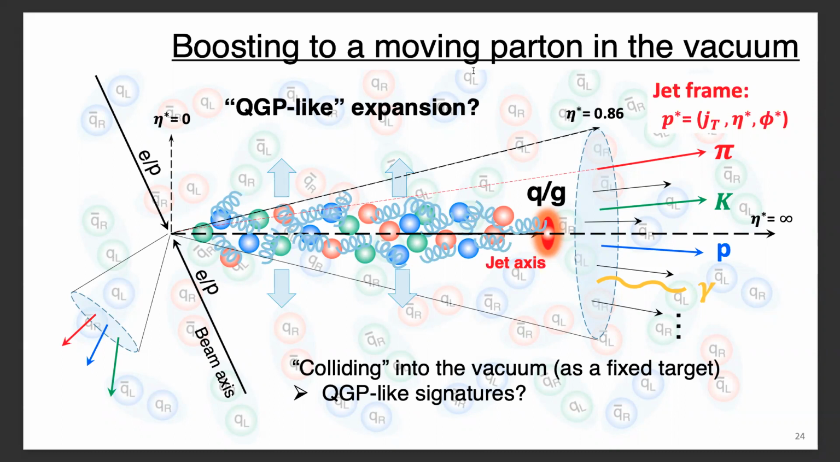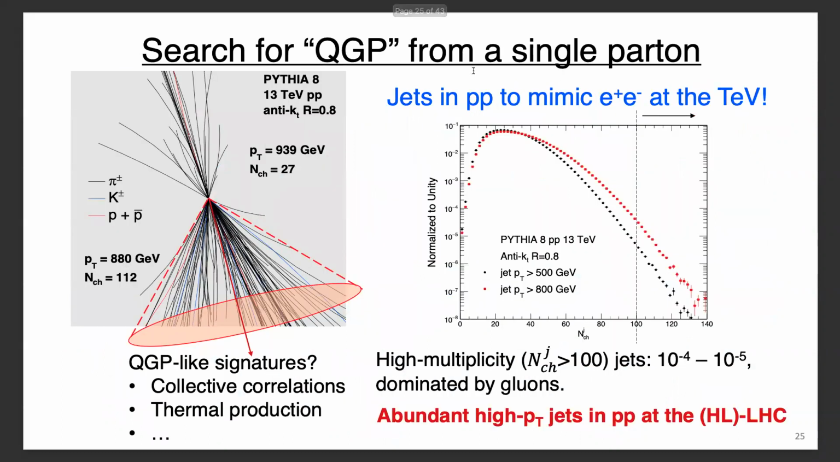Now, the language I'm using is probably a little strange. But effectively, you are shooting a particle into a vacuum. So you can consider a vacuum as a target, right? And so whether we can see any signature of the QGP, like a flow effect, if there's exponential development. Maybe or maybe not. So this is a PYTHIA simulation. You can find jets that produce charged particles as many as 100 within the cone that you define.